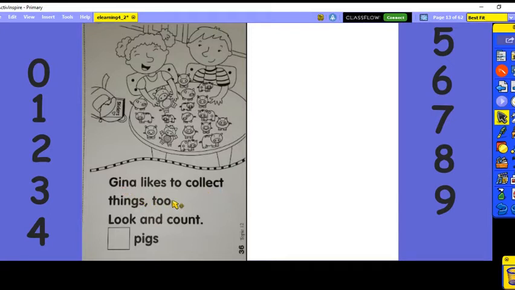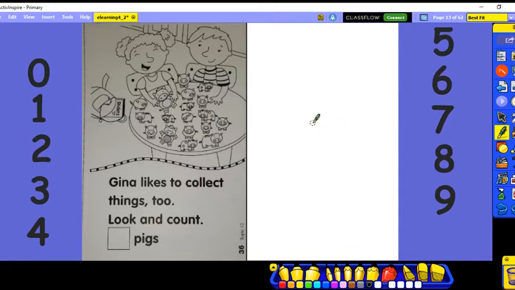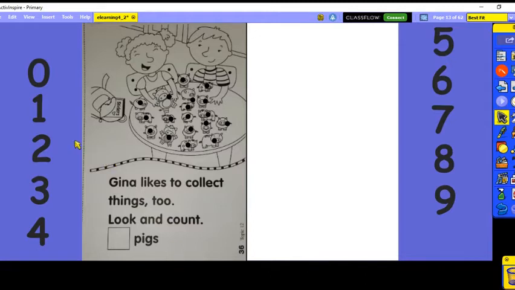Gina likes to collect things too. Look and count how many pigs? Let's see. I think I'll do what you guys do and put a little dot on each and count them in order so that we can see how many there are, and we won't count any of these pigs twice. So let's see. Let's start right here. 1, 2, 3, 4, 5, 6, 7, 8, 9, 10, 11, 12, 13, 14, 15, 16, 17, 18. Okay, so let's do the number for 18, our team number. 18, 1 with an 8. 18 pigs.